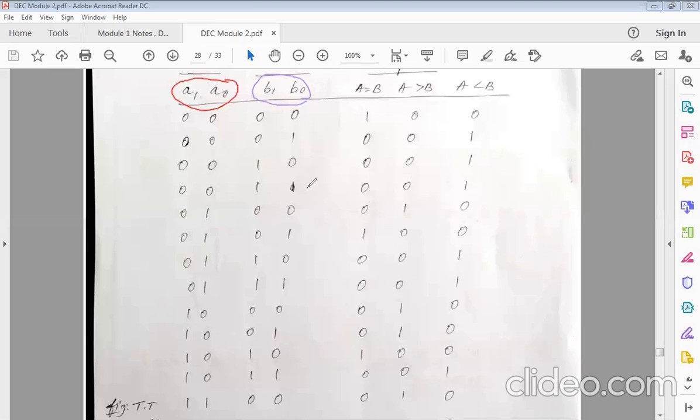Fine. So A is compared here. So A is 0 and B is 1. So which means A is less than B. Right. So let us take one more case where A is greater. Yeah. So this case where A is greater, A is 1 and B is 0. So A is greater than B.